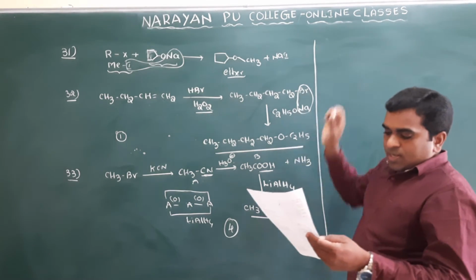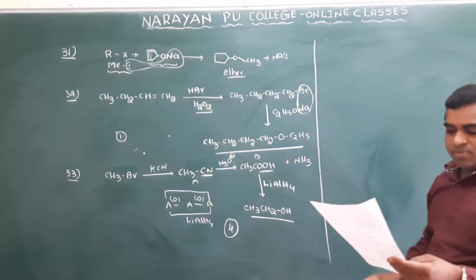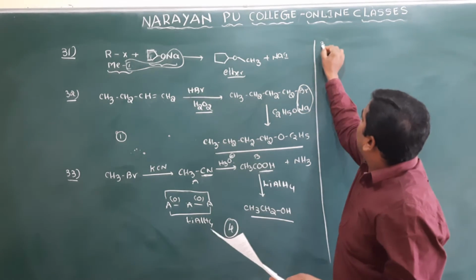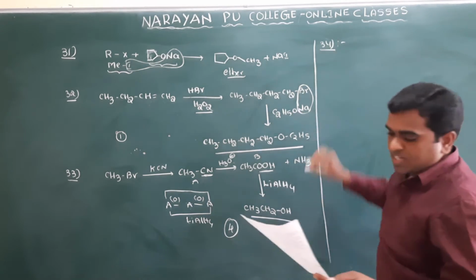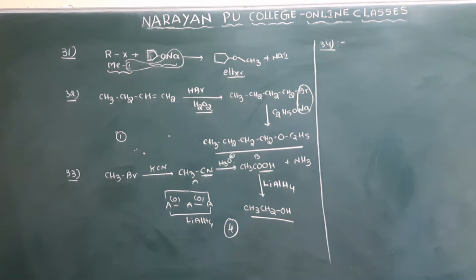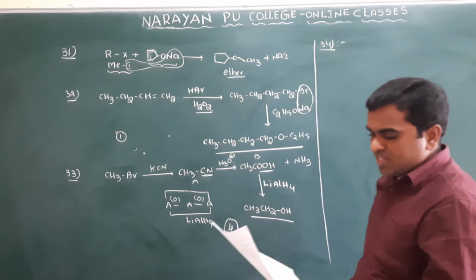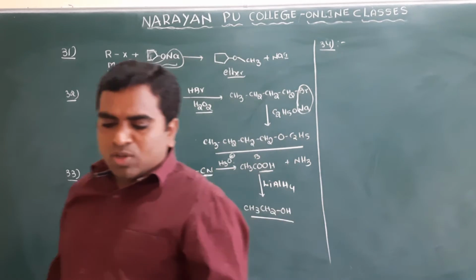Next one. See question number 34. So many times we have discussed this type of question in the classroom. Clear? And here the following reaction: what is the major product? You will get two products here.